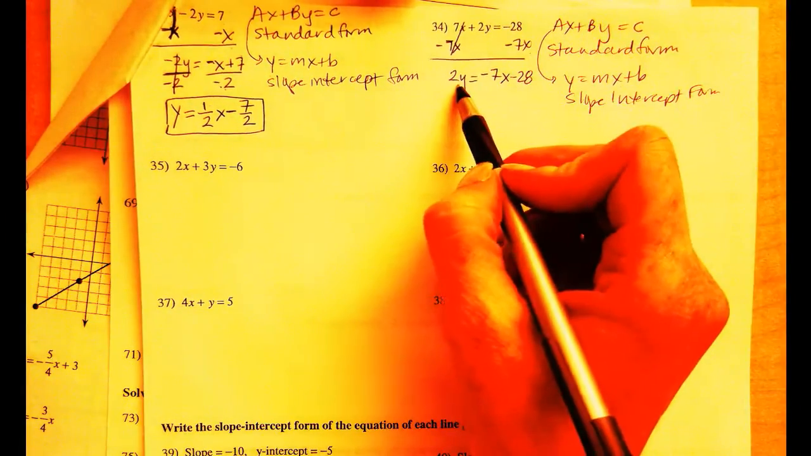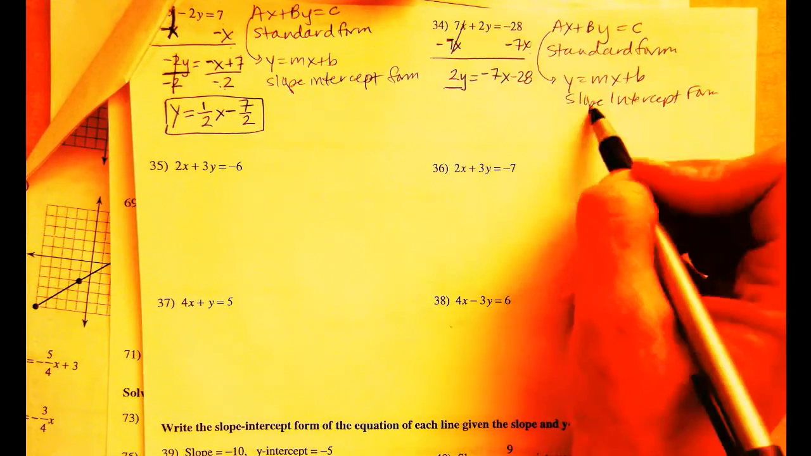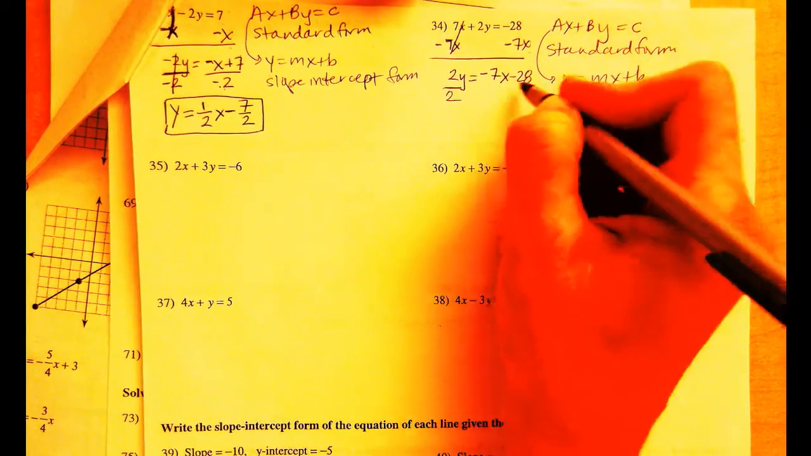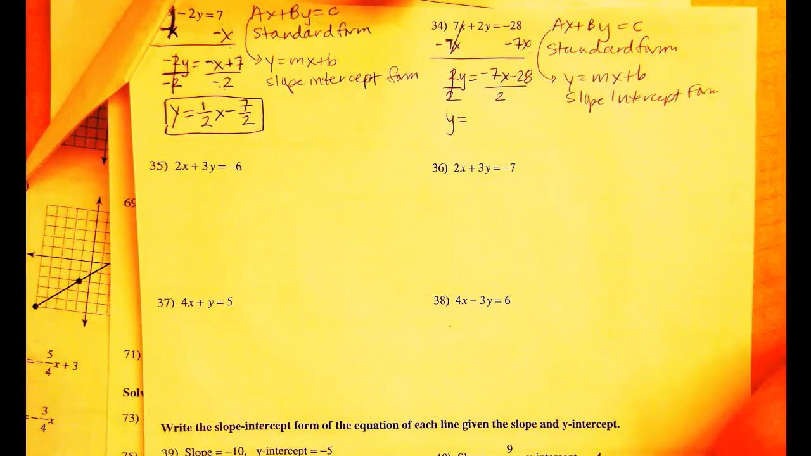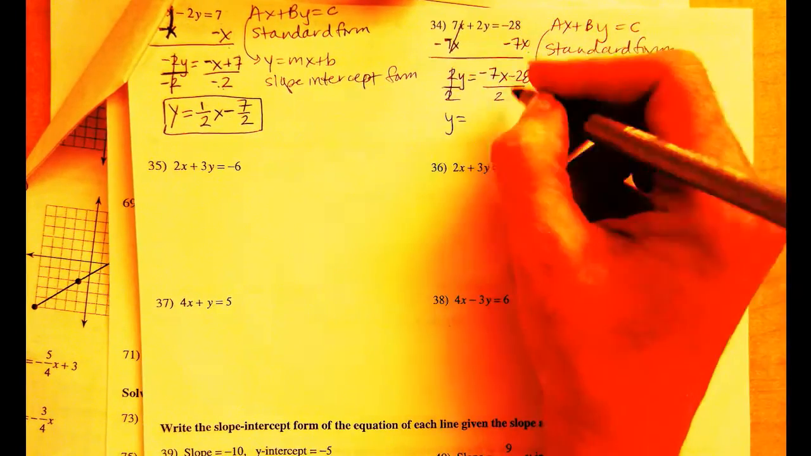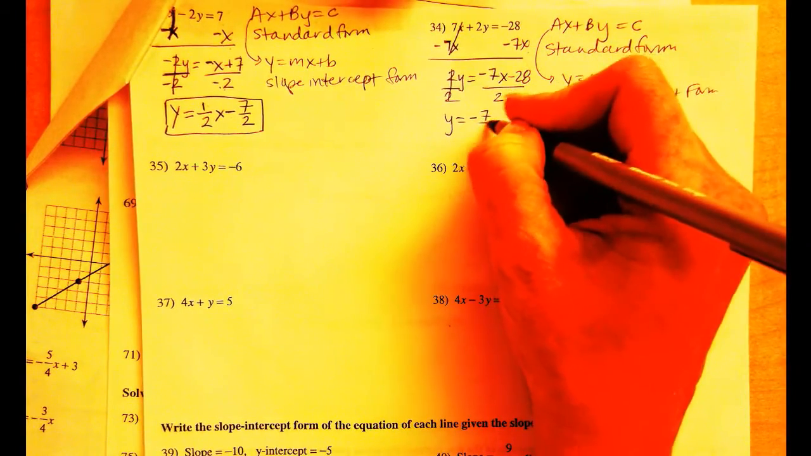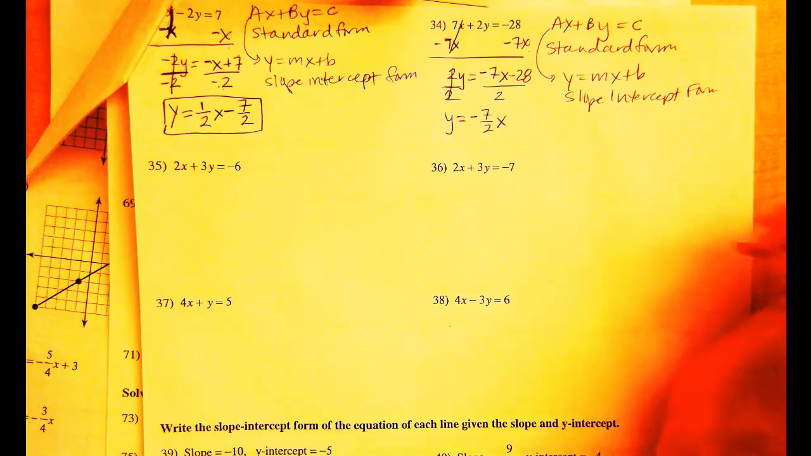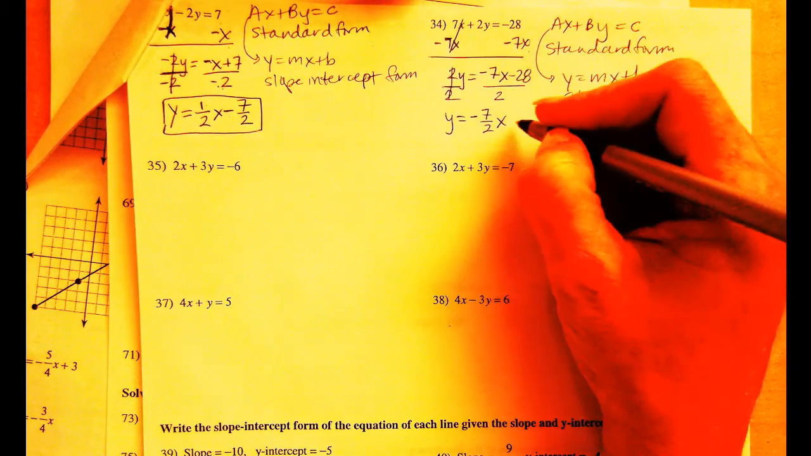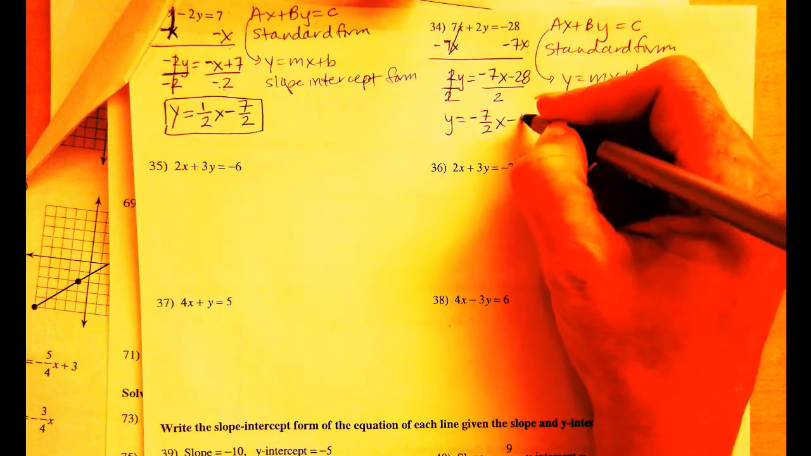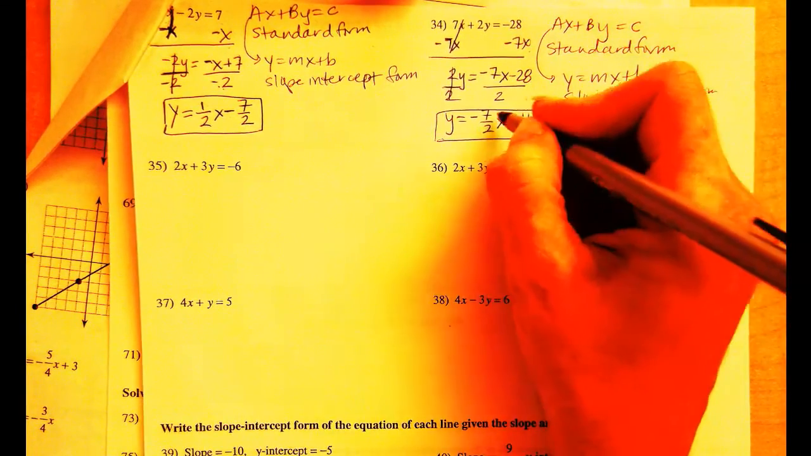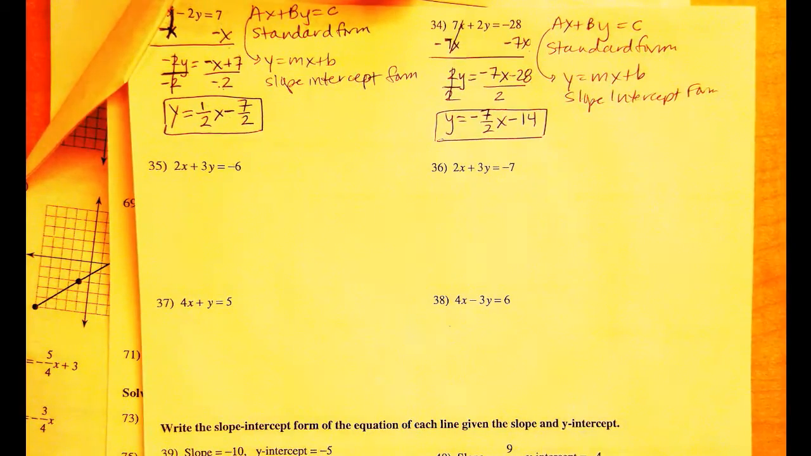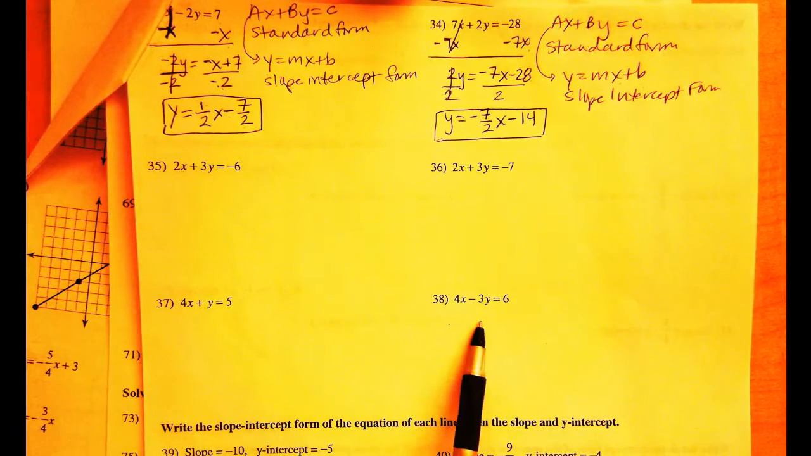And again, I've got 2 times y, and for slope-intercept, I want just y, so I'm going to divide by 2. 2 divided by 2 is 1. That leaves me with y. Negative 7 divided by 2 times x. Negative 7 halves x. And then negative 28 divided by 2. Well, negative 28 divided by 2 is going to be just negative 14. And that would be my final answer. Y equals negative 7 halves x minus 14. Okay. So you can give these 4 a try.